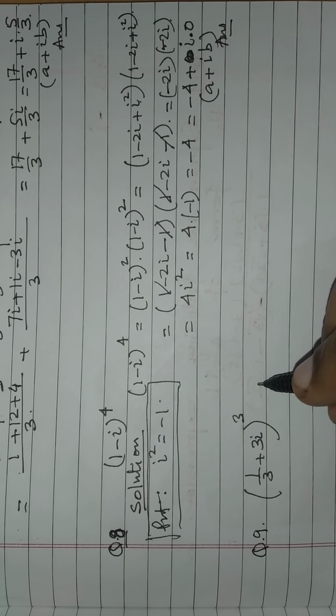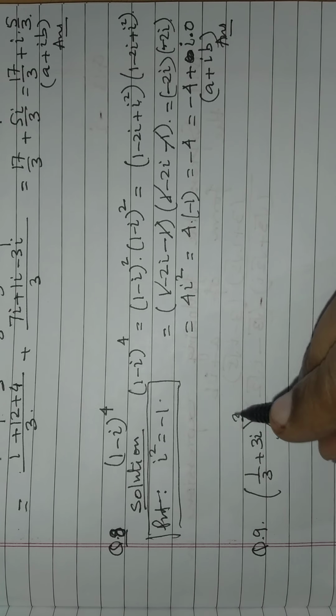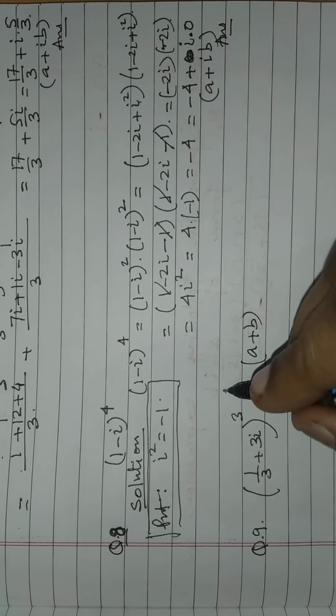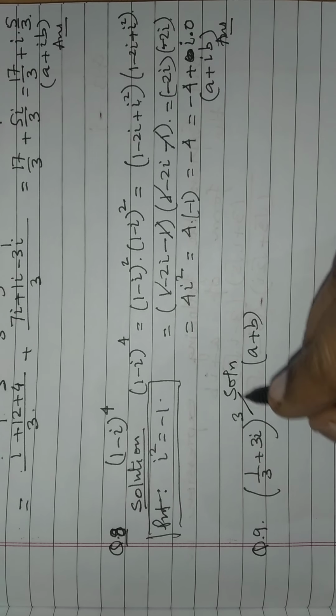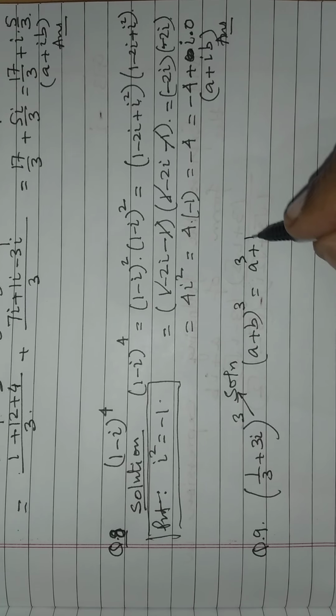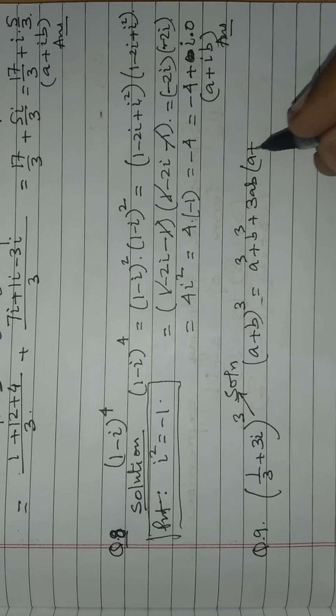So now we are coming to the next question, question number 9. It is (a plus b) whole cube form. As you know, (a plus b) whole cube is equal to a cube plus b cube plus 3ab times (a plus b).